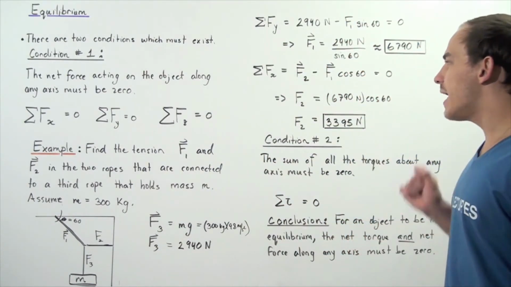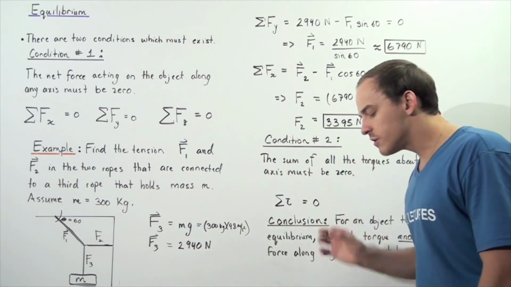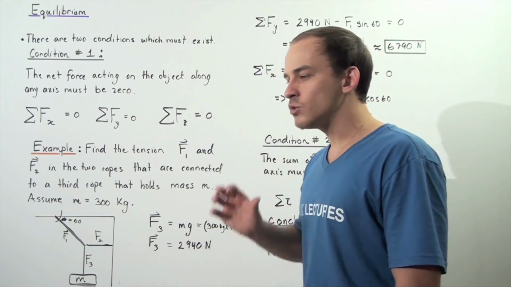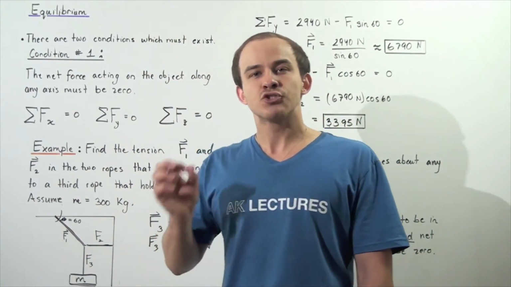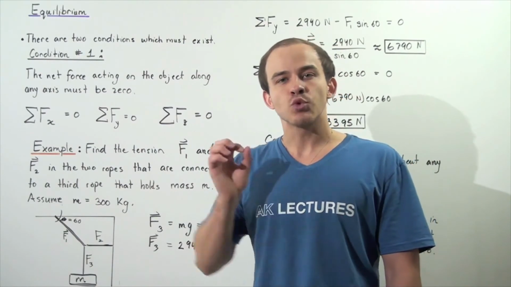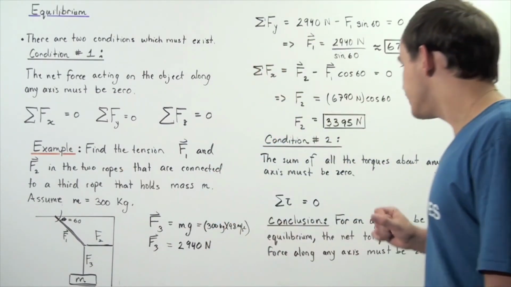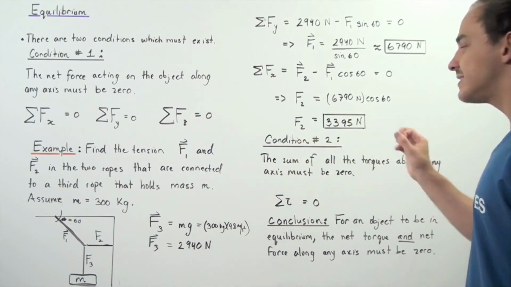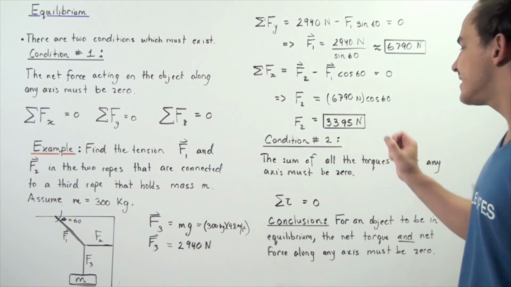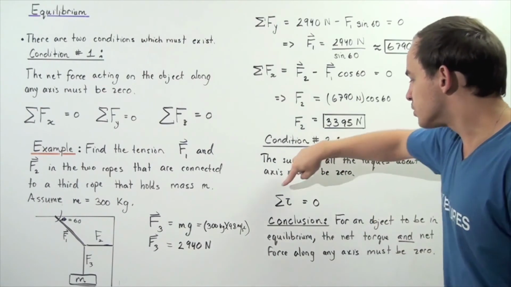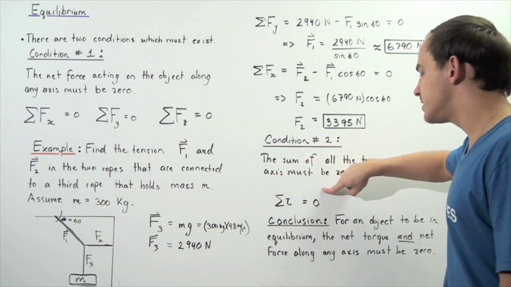Now, what about condition number 2? In order for an object to be in static equilibrium, the object cannot translate and it cannot rotate. And since torque creates rotation, that means the sum of all the torques acting on the object about any axis must be 0. So the sum of the torques is equal to 0.